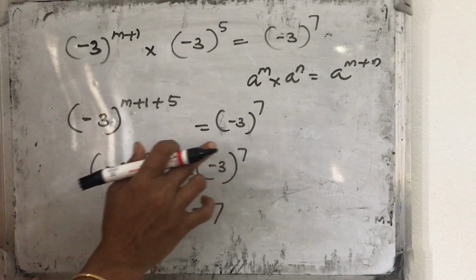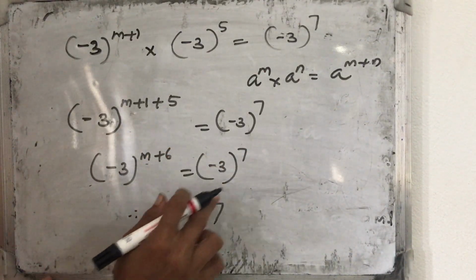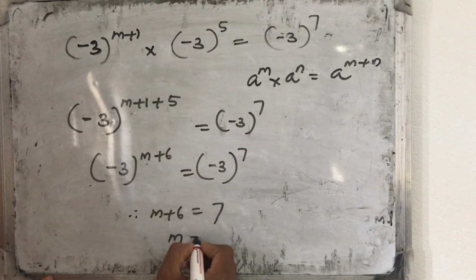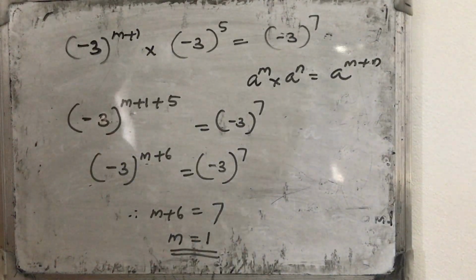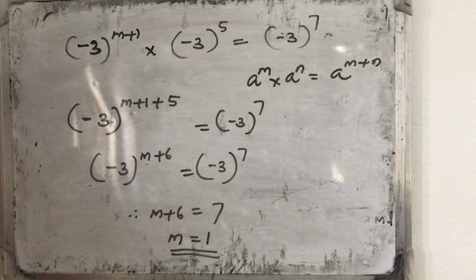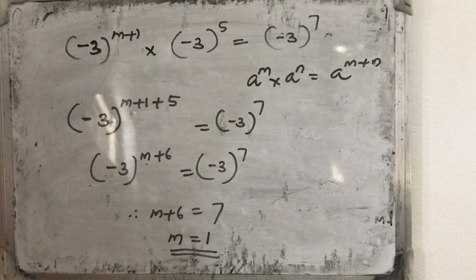Then we can equate the powers. M plus 6 is equal to 7. So m is equal to 7 minus 6, which is 1. This way we can find out the value of the unknown in the given expression.